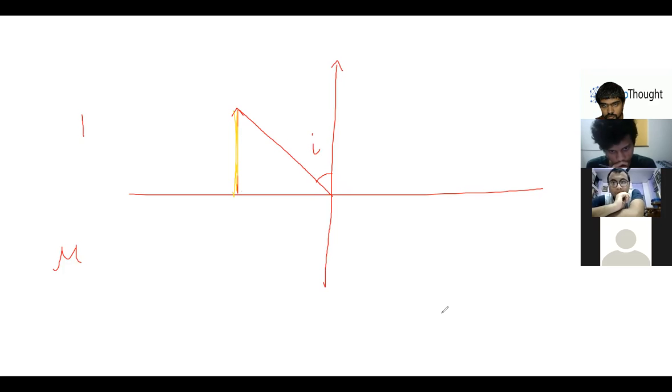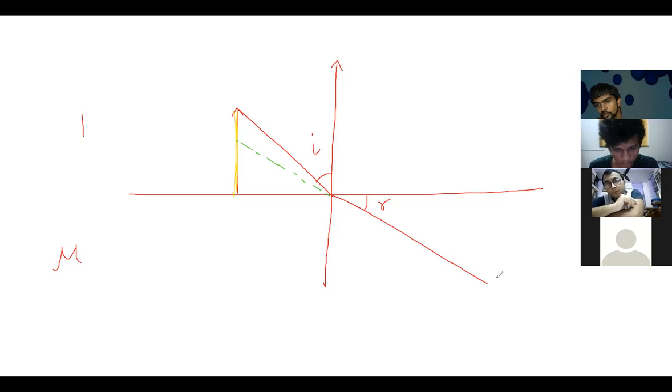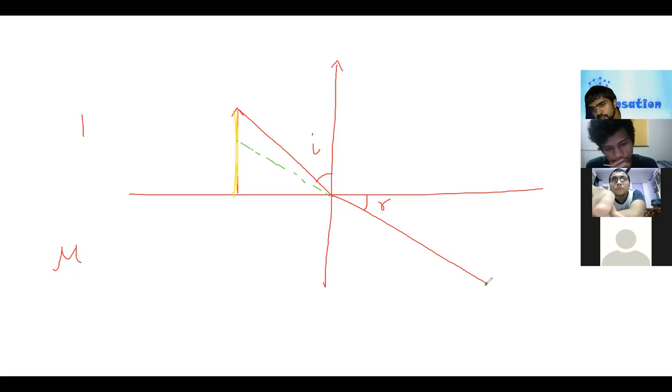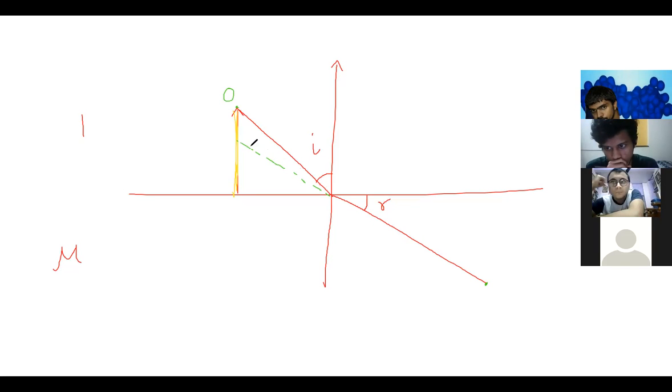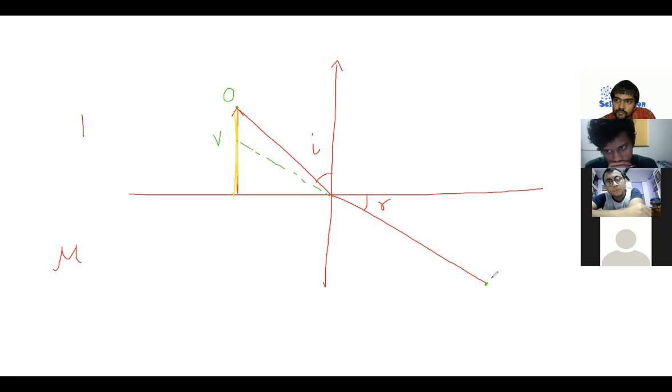Will the line come straight like this? No. It bends. It will be R, right? Now if I join it backwards, so if I'm seeing this object from here, what will I feel? I'll feel that this object is at, will I think that the object is here? If I'm seeing from here, how will I see that the light is coming from? Will I feel that the light is coming from O, or will I feel that the light is coming from V?